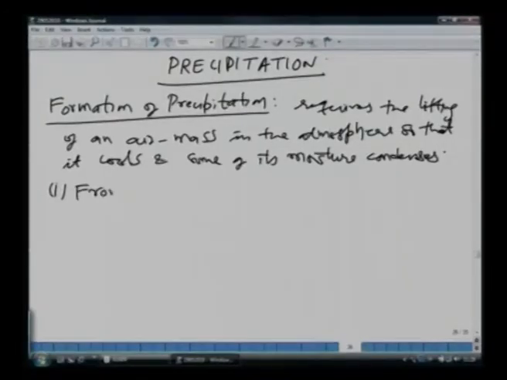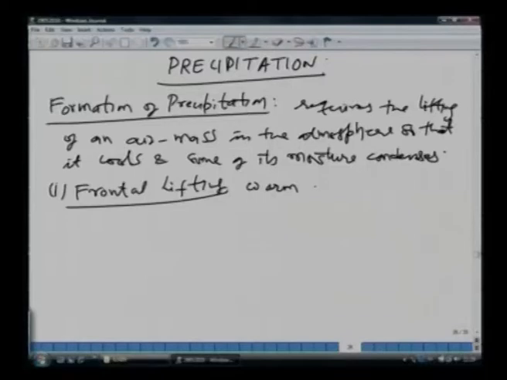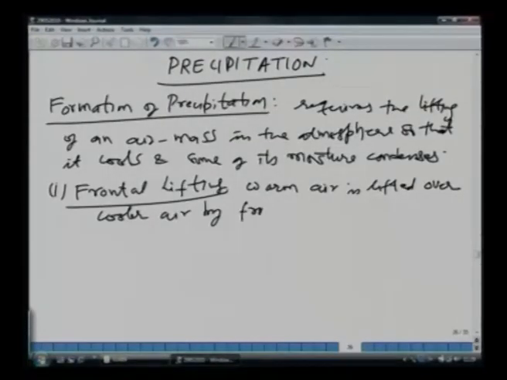First one is what is called a frontal lifting of the air mass. What happens in a frontal lifting is there are 2 fronts, one is cold, other is warm, they are travelling against each other, all right, and when they come in contact, the warmer will get lifted up due to the frontal action. Okay. So, the warm air is lifted over the cooler air by what is called the frontal action.